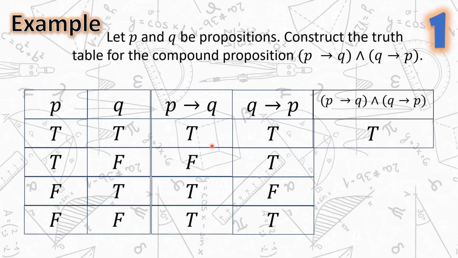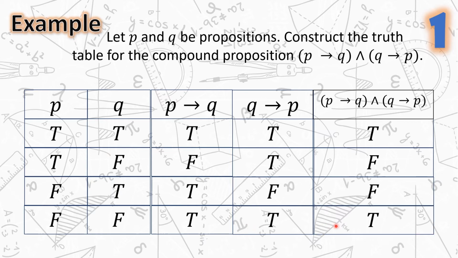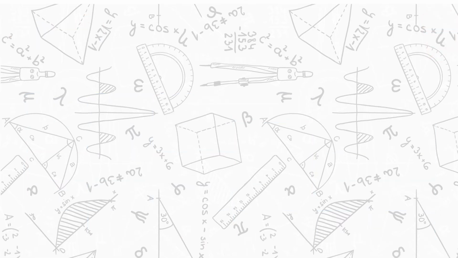In the second row, P implies Q is false, Q implies P is true, therefore the conjunction is false. In the third row, P implies Q is true, Q implies P is false, then the conjunction is false. In the fourth row, both P implies Q and Q implies P are true, therefore the conjunction is true. Let us have another example.